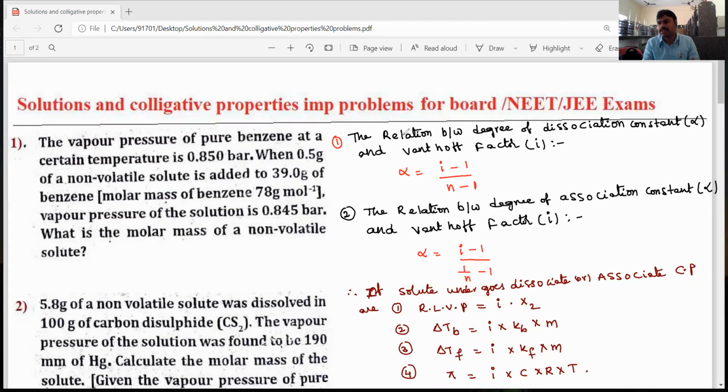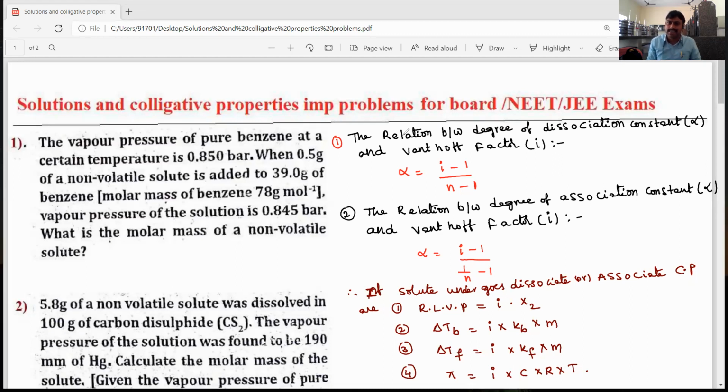1 or less than 1. If the solute undergoes dissociation, then the i value is more than 1. If the i value is less than 1, the solute undergoes association. Under those conditions, abnormal colligative properties are observed. If the solute is less than 100% ionized or less than 100% associated, in that case we have to derive the relation between the degree of dissociation and the Van 't Hoff factor, or the degree of association and the Van 't Hoff factor.